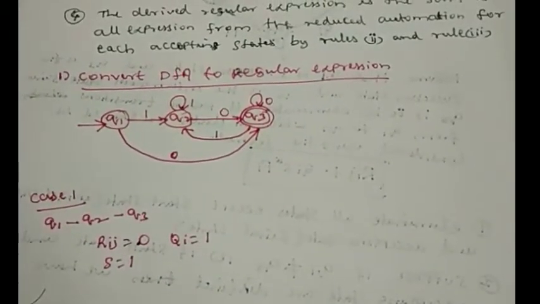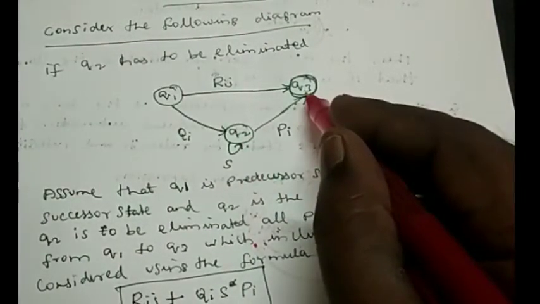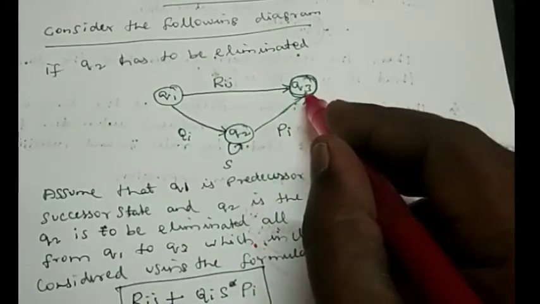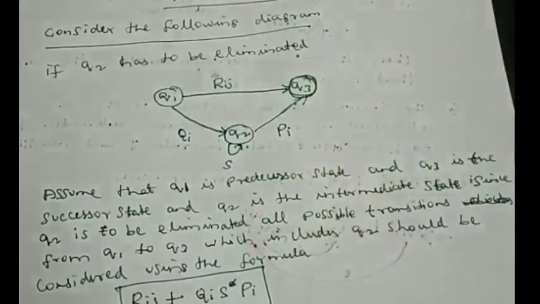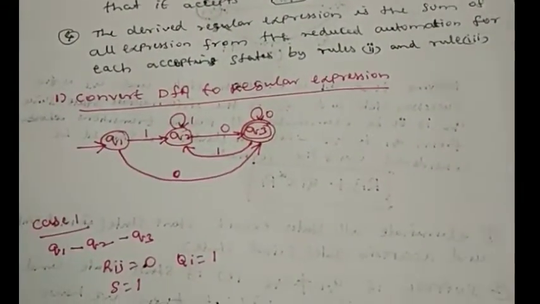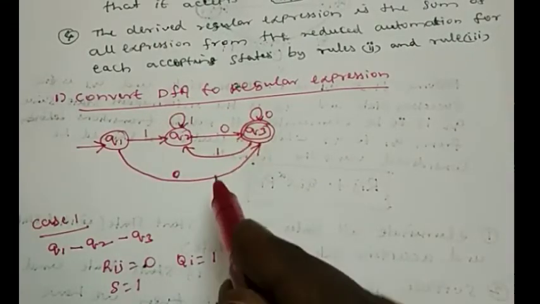And finally, from the intermediate node, do you have any kind of transition to the successor node? Q2 is the intermediate node and Q3 is the successor node. If there is an edge transition from Q2 to Q3, then that is called Pi. We will check it in this diagram. The intermediate node is Q2 and the successor node is Q3. From Q2 to Q3, does any transition exist or not? From Q2 to Q3, there is a transition that is 0 here. So Pi is equal to 0.